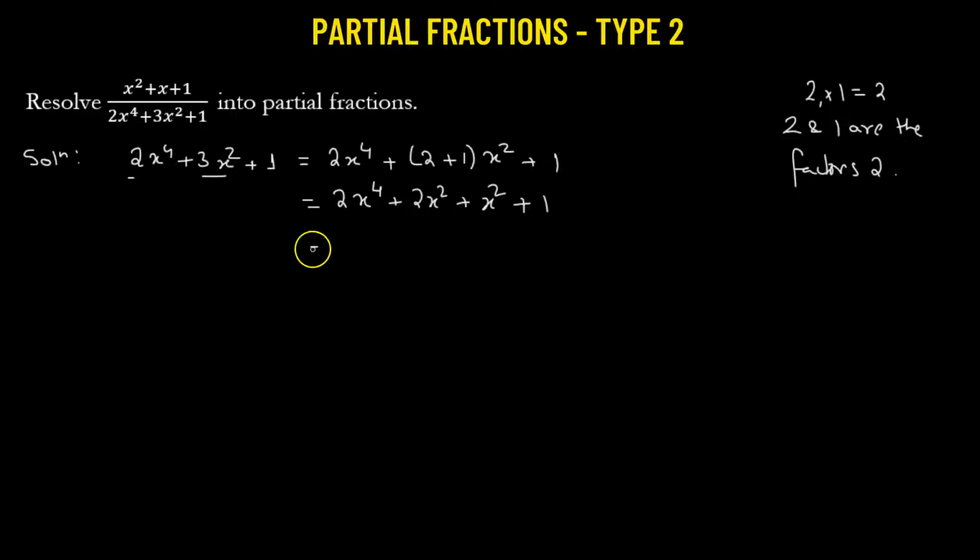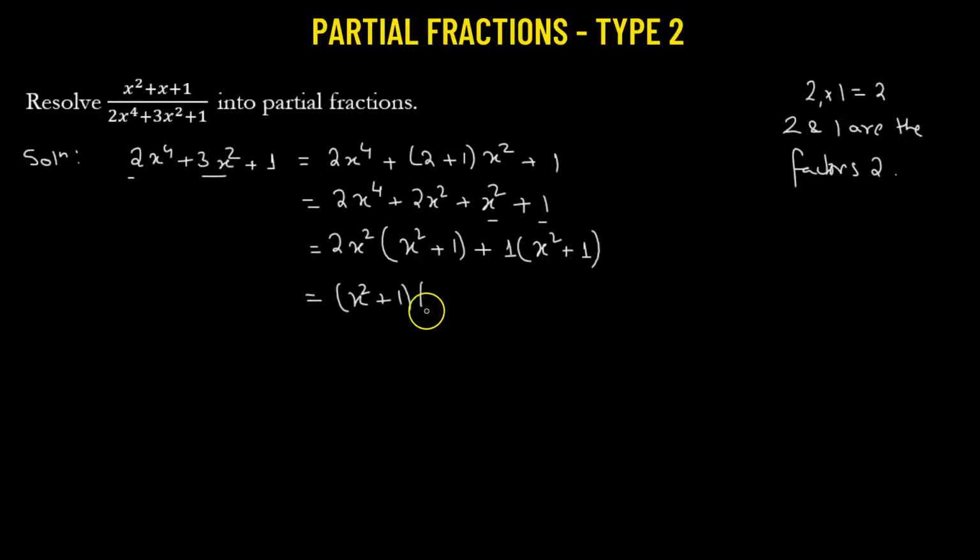From the first 2 terms, we can take 2x squared as the common factor, which gets multiplied by x squared plus 1. Added to that, from the third and fourth terms, we can take 1 as the common factor, multiplied by x squared plus 1. Now we are left with 2 terms. From each of these, we can pull out x squared plus 1 as the common factor, which will be multiplied by 2x squared plus 1.